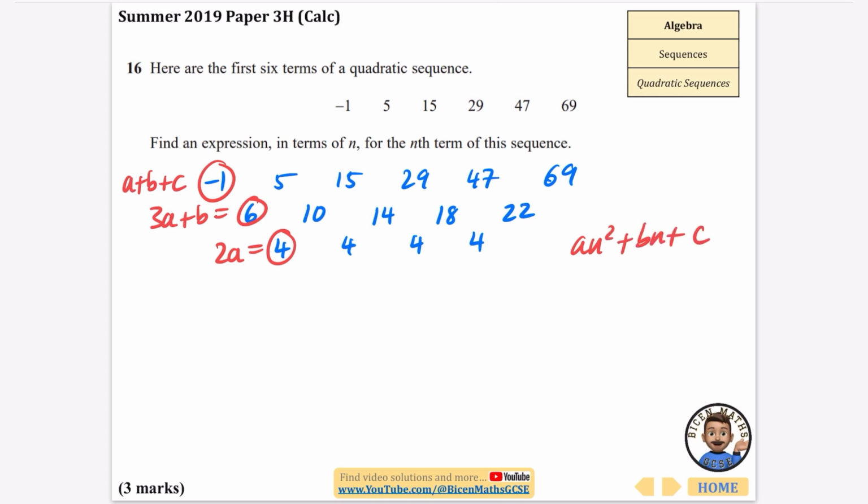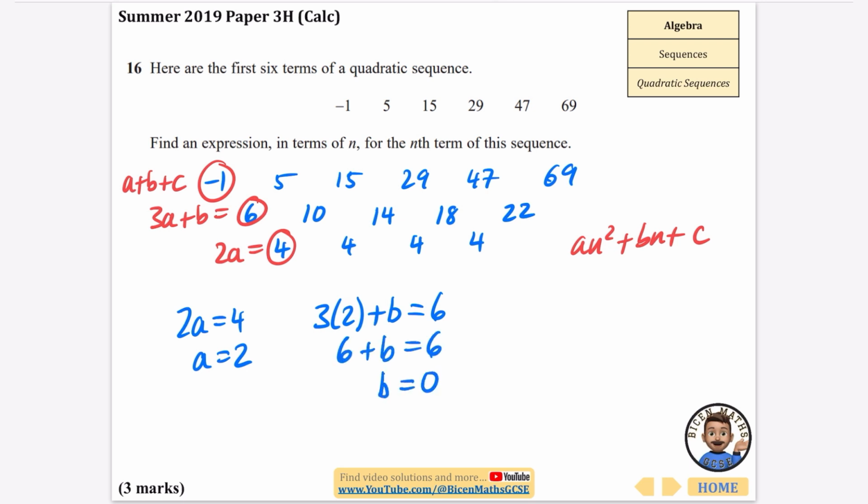So 2a is equal to 4. If 2a is equal to 4, that just means that a is equal to 2. Now we've got 3a plus b equals 6, so that is 3 times 2 plus b equals 6. So that's 6 plus b equals 6. That must mean b is equal to 0.